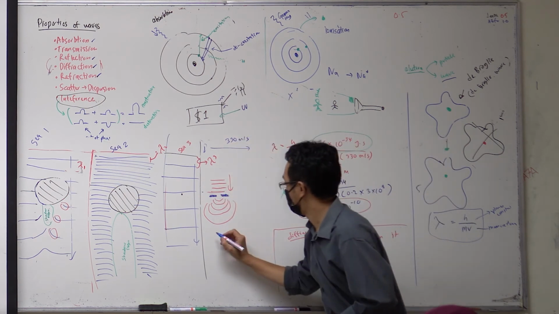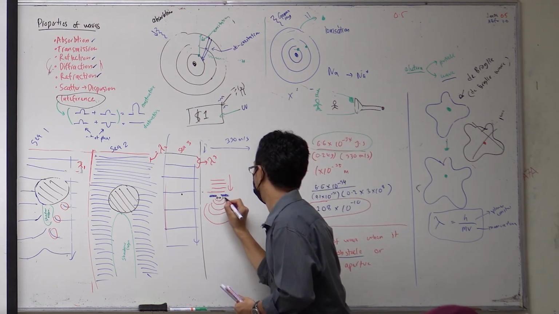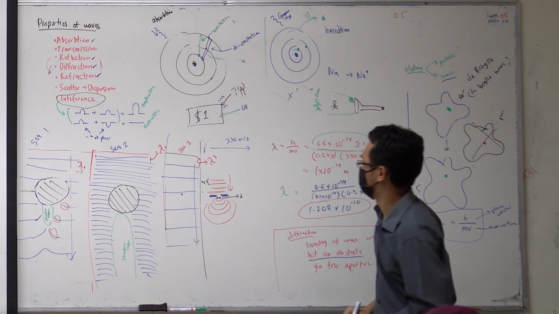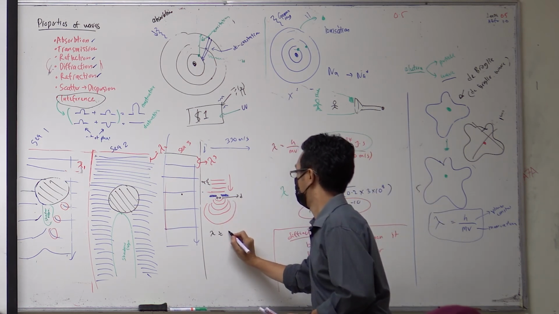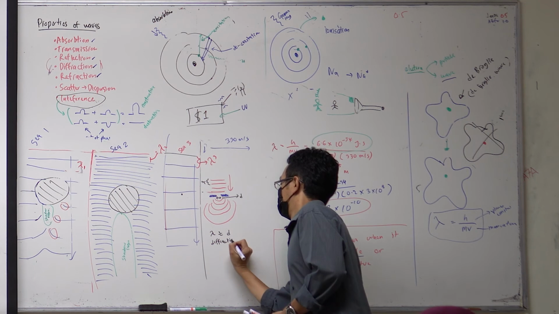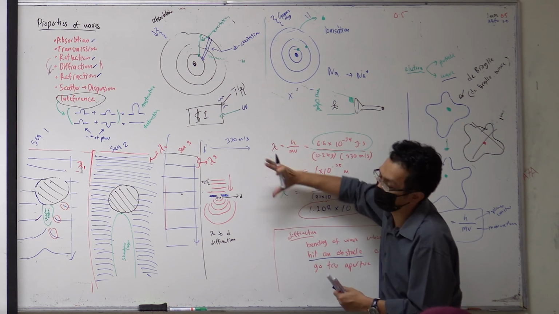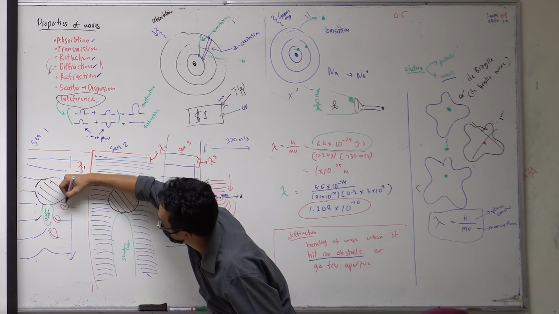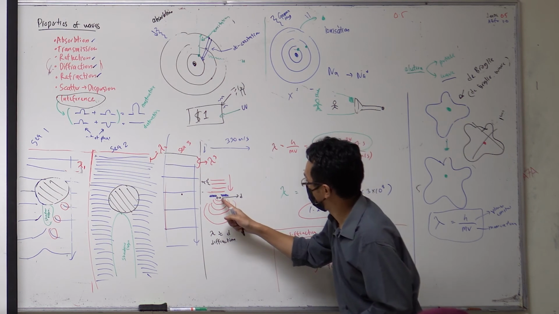So the idea is that this is what we call the opening. Let's say we give it D, and this is the wavelength. If the wavelength is more or less equal to D, then you get diffraction, very big diffraction. So that is basically the idea of diffraction: the bending of the wave when it goes through the opening. This also is bending, so we call it diffract.